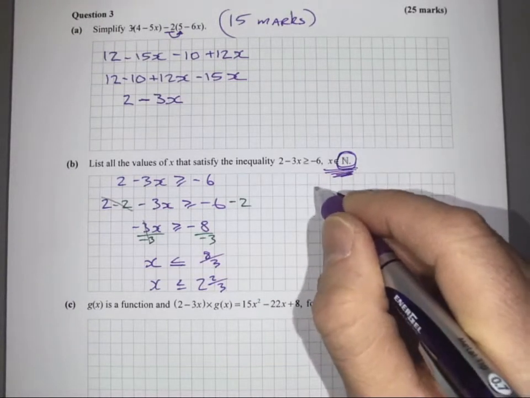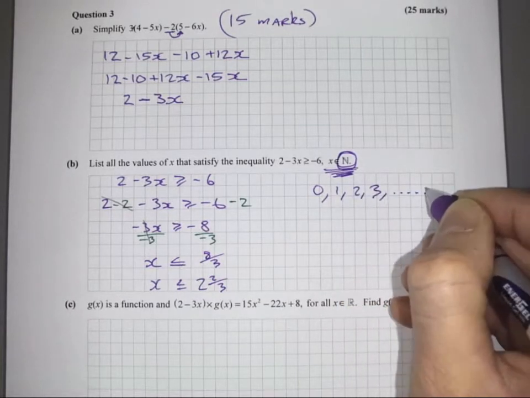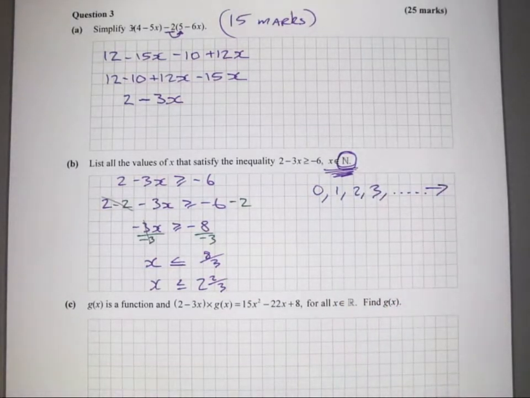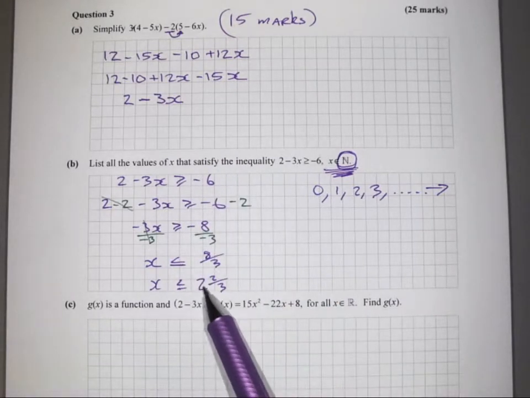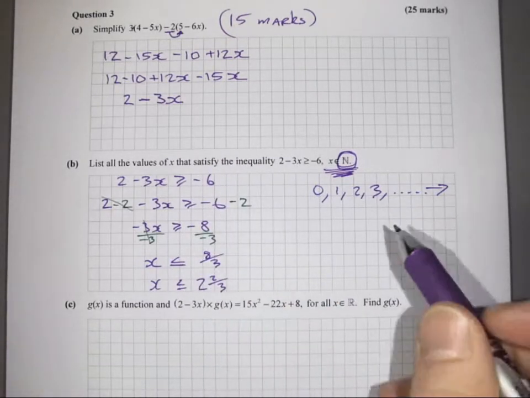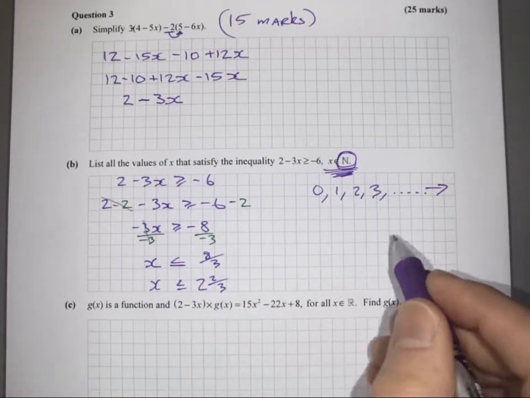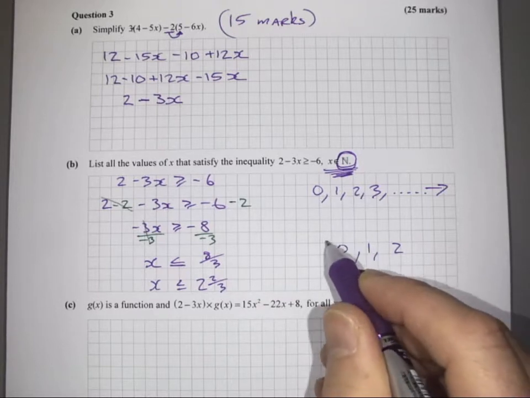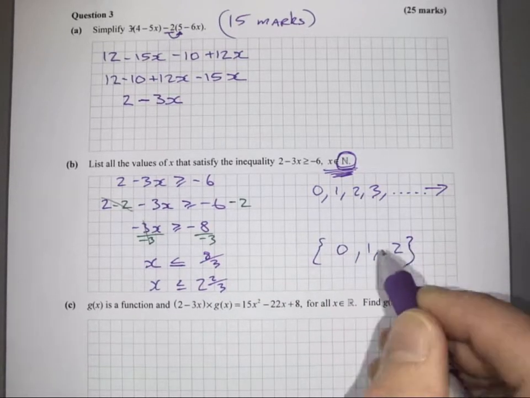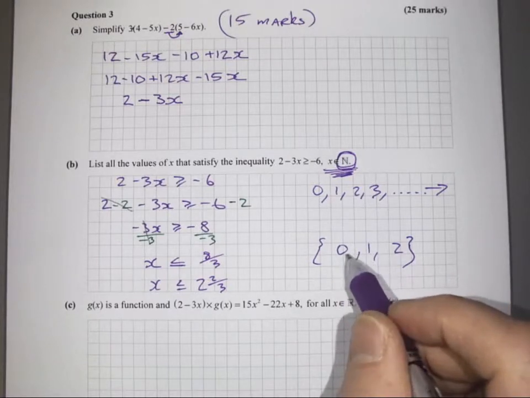The natural numbers go from 0, 1, 2, 3 and upwards. So list the values of x that are less than or equal to 2 and 2/3. Well, 2 is less than 2 and 2/3, 1 is less than 2 and 2/3, and 0 is less than 2 and 2/3. Now, there is some debate, and maybe 0 isn't included, but I don't think it'll be marked down if you put in the 0.